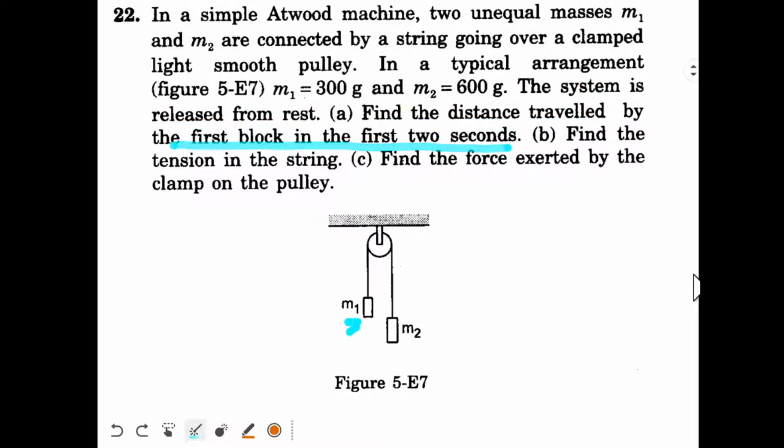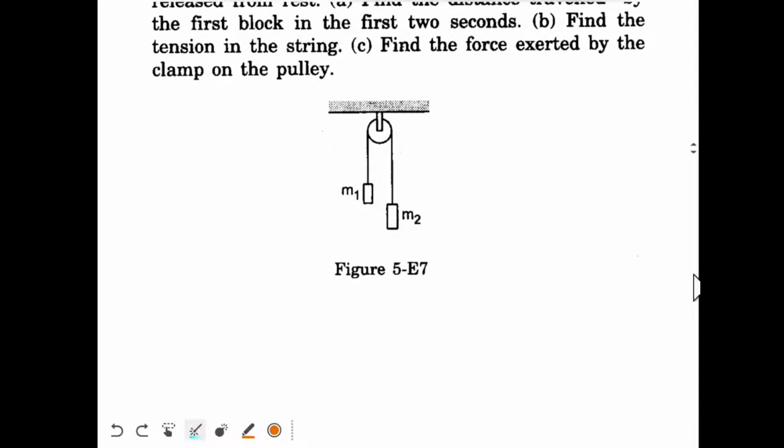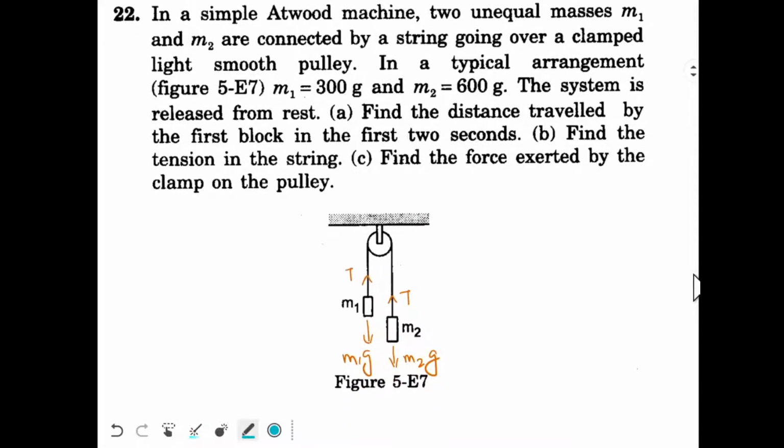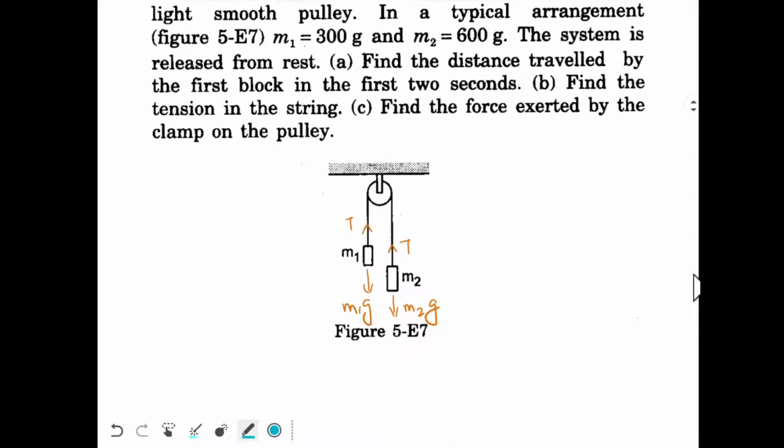So this is your first block. It's a simple question. We have to find the accelerations and then solve using equations of motion. So tension on M1 is upwards. Tension on M2 is also upwards. M1G is the force downwards. M2G is the force downwards. So M1 is lighter than M2. So M2 will come down with acceleration A, M1 will go up with acceleration A.